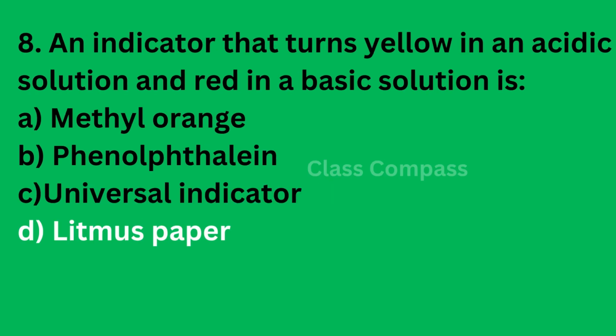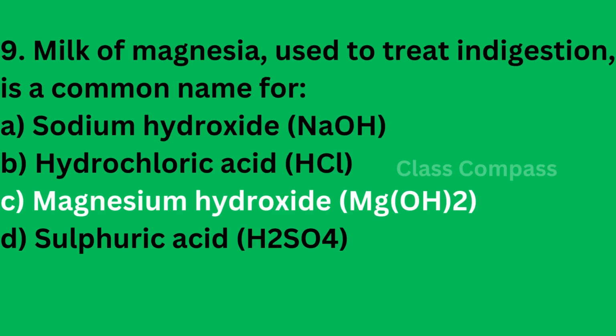8. An indicator that turns yellow in an acidic solution and red in a basic solution is A. Methyl orange. B. Phenolphthalein. C. Universal indicator. D. Litmus paper. Answer is D. 9. Milk of magnesia, used to treat indigestion, is a common name for A. Sodium hydroxide, NaOH. B. Hydrochloric acid, HCl. C. Magnesium hydroxide, Mg(OH)2. D. Sulfuric acid, H2SO4. Answer is C.